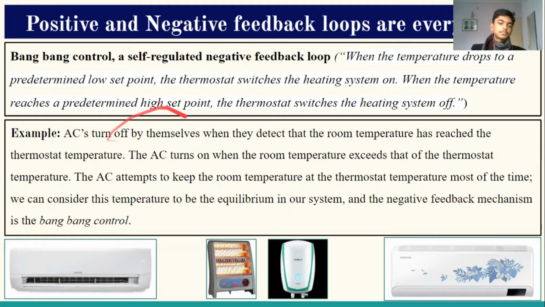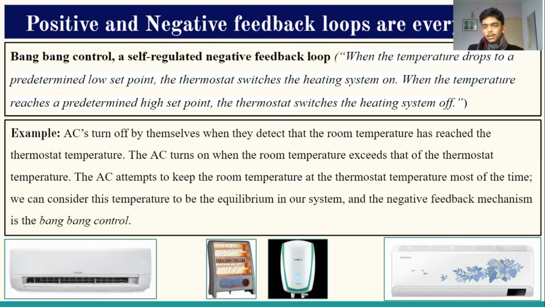Actually, what it means is the AC turns off by itself when it detects that the room temperature has reached the thermostat temperature. The AC turns on when the room temperature exceeds the thermostat temperature. The AC attempts to keep the room temperature at the thermostat temperature most of the time. So do you see a pattern here? Whenever the temperature is not at the thermostat temperature, the AC will always have some sort of countermeasure to make it reach that thermostat temperature. Always. We can consider this temperature to be the equilibrium in our system, and the negative feedback mechanism is the bang bang control, right?